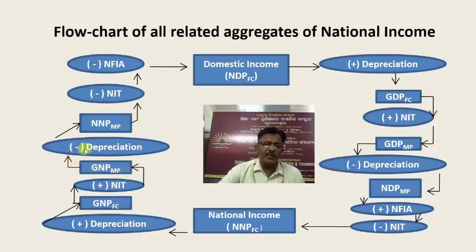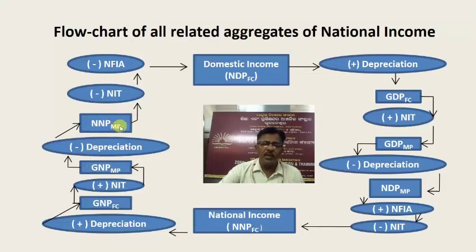Minus depreciation. From GNP, gross, if you want to derive NNP, that is the net concept, minus depreciation, so it will be net. Other things will be the same, GNP, MP, here also NNP, MP. The difference between gross and net is depreciation. So gross minus depreciation is net.